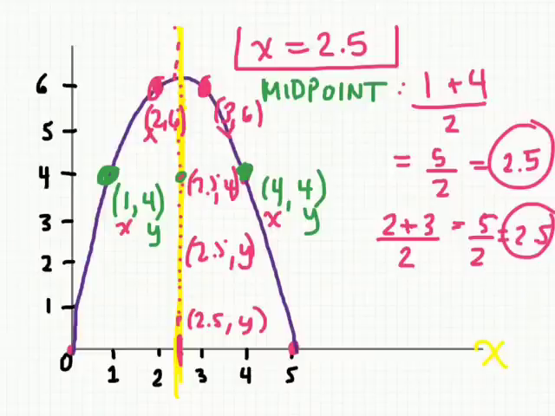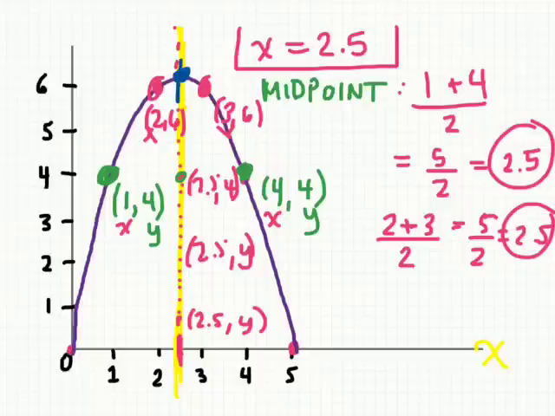Vertex is located where the parabola changes direction. So in this case, we can look at the graph, and I know it's going to be somewhere around here, right? This is where the parabola changes direction. What do you notice about the axis of symmetry and the vertex? What do they have in common? Anyone notice anything? The axis of symmetry passes through the vertex.